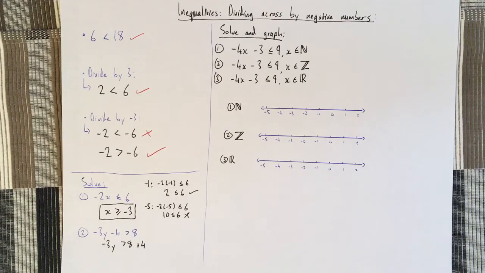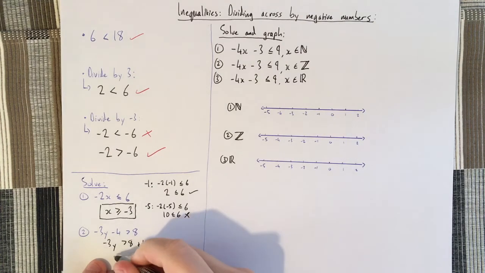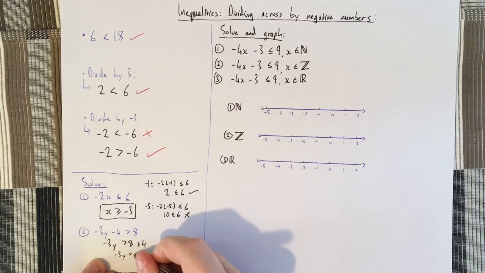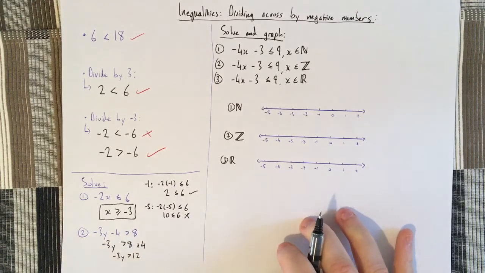It is only when you divide both sides by a negative number. Okay, so it's when you divide across by a negative number that you flip the inequality. Just bringing a negative number over like that, bringing minus 4 over and it becoming plus 4, nope, you don't need to flip it. So I get minus 3y is greater than 12.